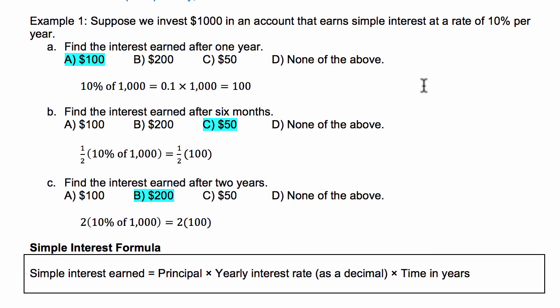To find the interest earned after 1 year, we took the principal times the yearly interest rate as a decimal times 1, or 1 year. To find the interest earned after 6 months, we noted that the principal times the yearly interest rate as a decimal was 100 and multiplied that times the number of years the money was in the account. Finally, to find the interest after 2 years, we once again noted that the principal times the yearly interest rate as a decimal was 100 and multiplied that by the number of years the money was in the account.